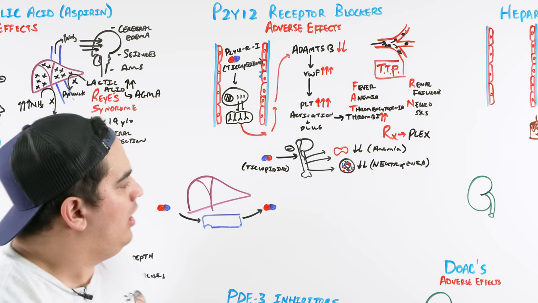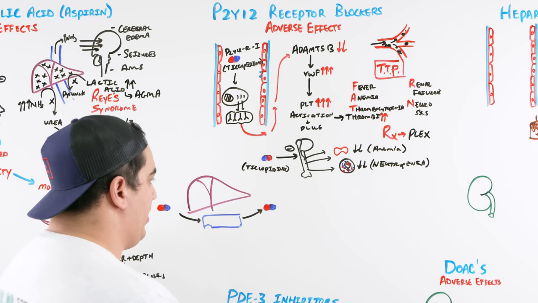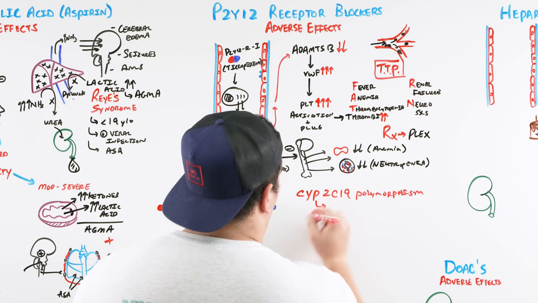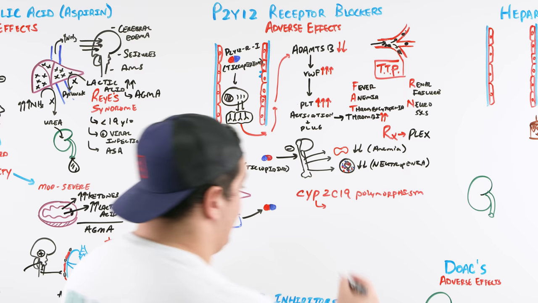The other thing to remember here is that some of these drugs, and this is really, really important with clopidogrel, can have what's called a CYP2C19 polymorphism. You're like, what in the crap? This is usually seen with which particular drug out of all of these? We had prasugrel, ticagrelor, clopidogrel, and ticlopidine. This is primarily seen with clopidogrel.